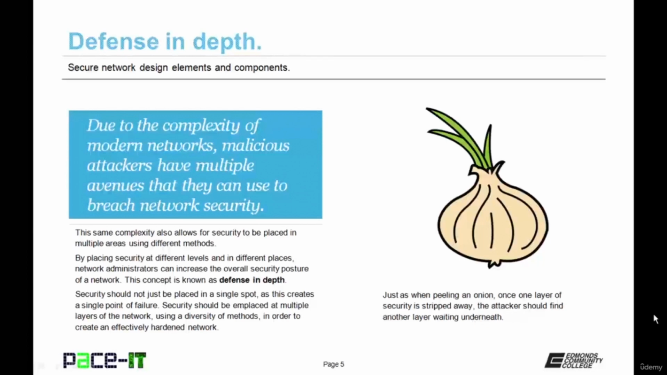Security should not just be placed on a single spot, as this creates a single point of failure, which should be avoided at all costs. Security should be in place at multiple layers of the network using a diversity of methods in order to create an effectively hardened network. Just as when peeling an onion, once a layer of security is stripped away, the attacker should find another layer waiting underneath. By using defense in depth, you should be able to create a highly hardened and secure network.